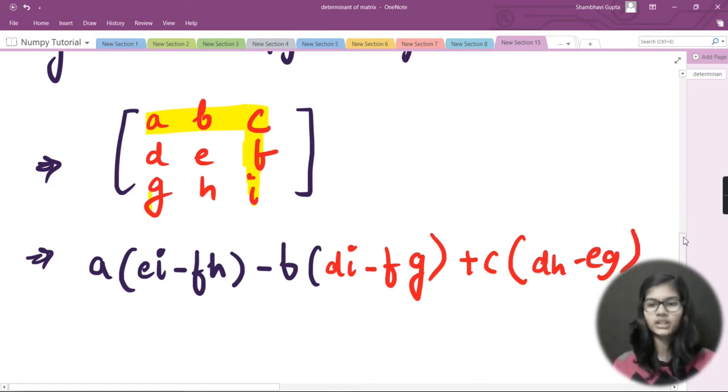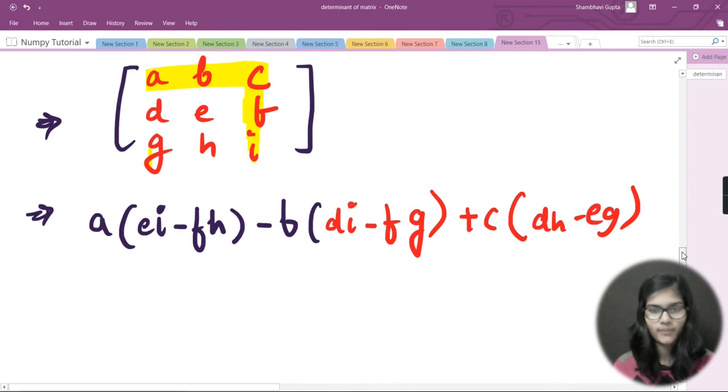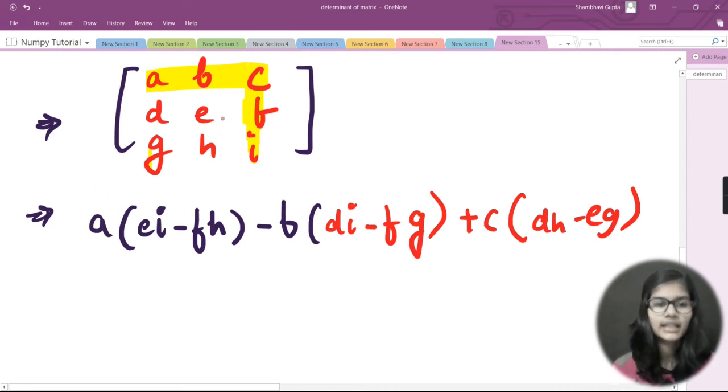So this is basically the way of finding the determinant of a 3 cross 3 matrix. That is A, and these two are multiplied. Then for B, DI and GF is multiplied, and for C, DH and EG is multiplied, and in between these the minus sign has been written.